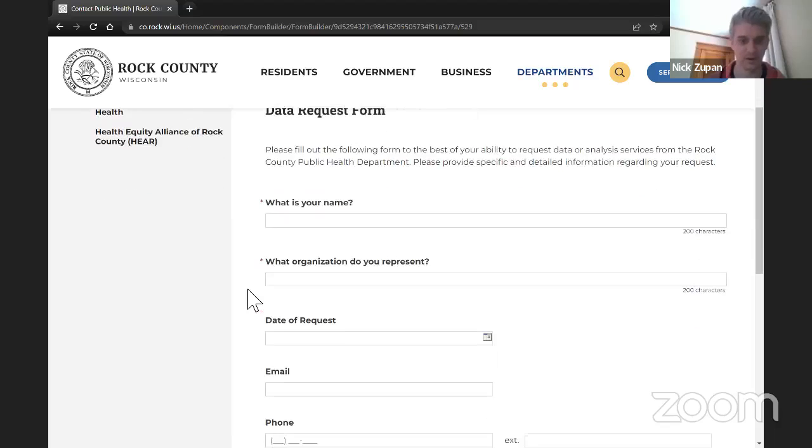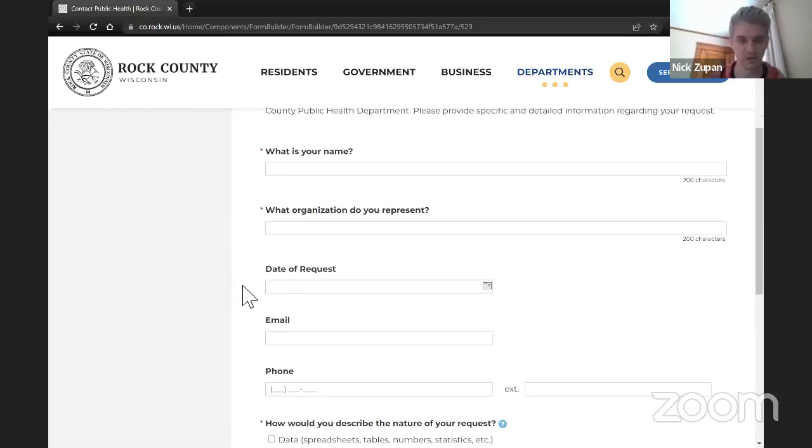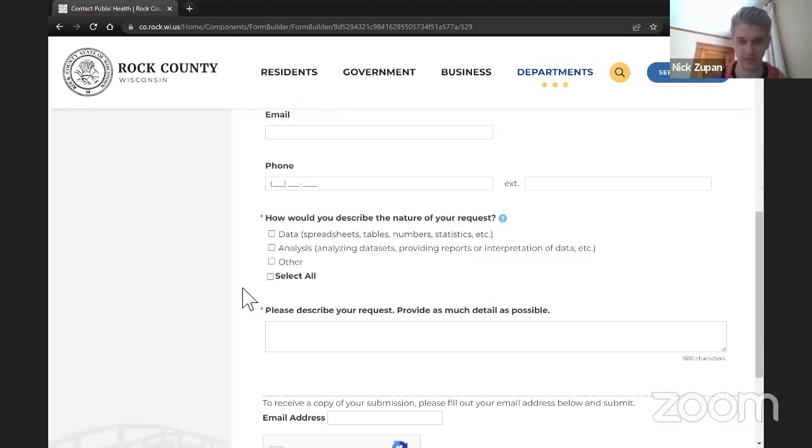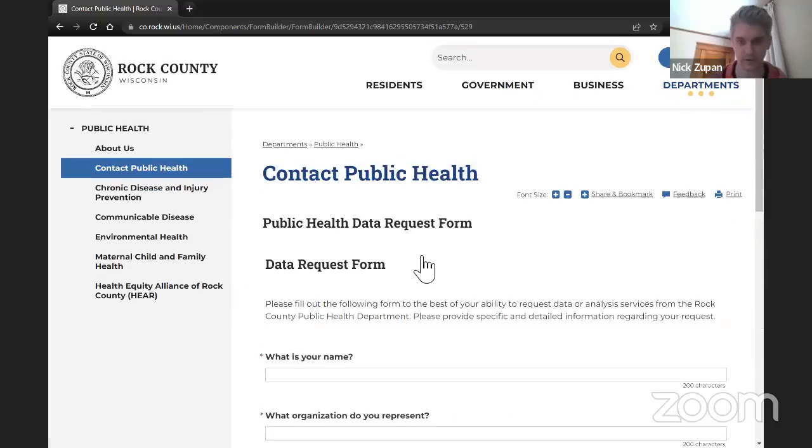So you can always fill out your information, the organization that you represent, and the type of analysis that you're looking for. As we move forward and kind of out of the worst of COVID-19, hopefully we'll be trying to focus our efforts on broadening our scope of the types of services we provide for the health department, for Rock County, and also for the community. So just wanted to throw that out there as well.